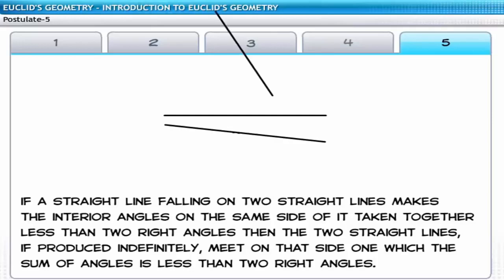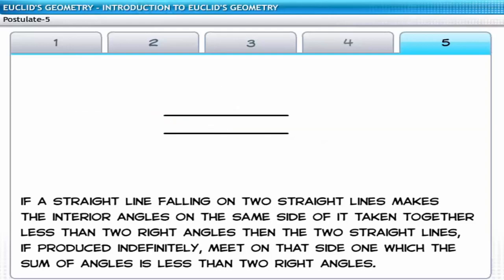It is done with the help of a transversal line intersecting the lines. If the sum of the interior angles is less than 180 degrees, then the lines are not parallel to each other. To verify this, if we produce the lines further, these will intersect at one point and form a triangle. This is the reason why the sum of the interior angles is less than 180 degrees.